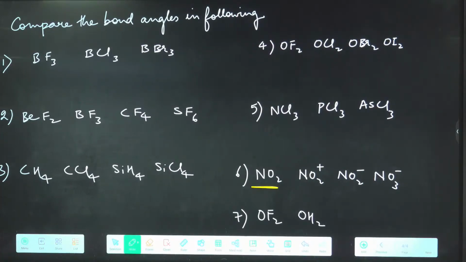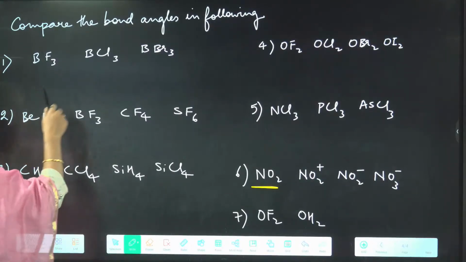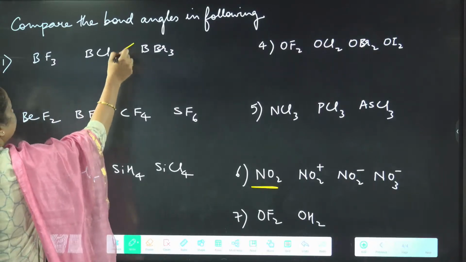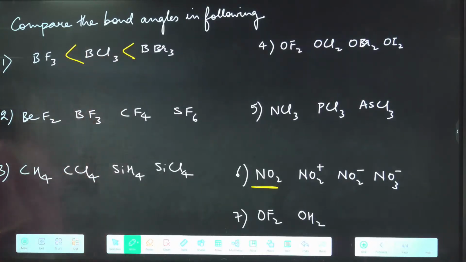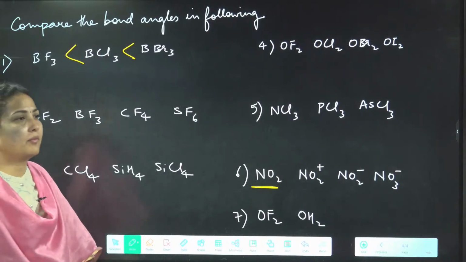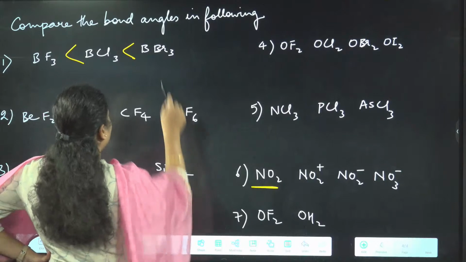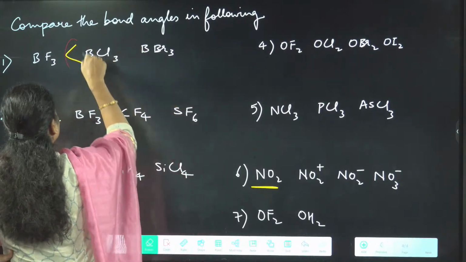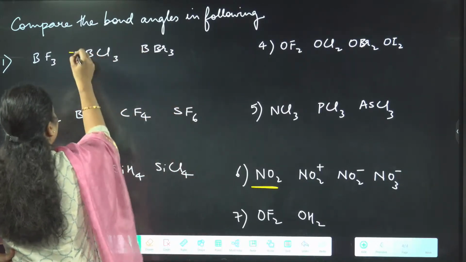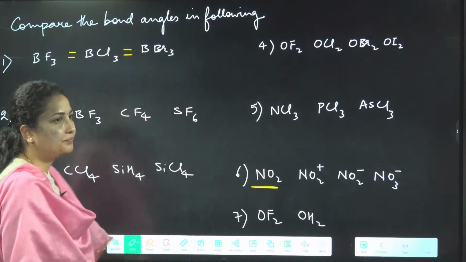Yes, are we done doing it? See, in the first case, what we might have got, did we do it like this? Which is actually wrong. Bond angles will be equal.